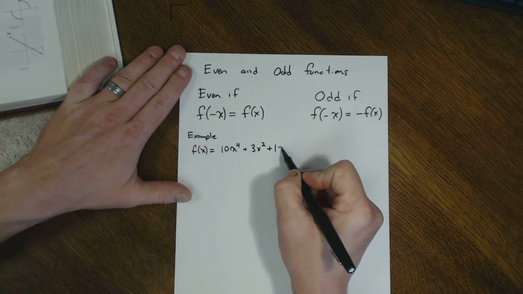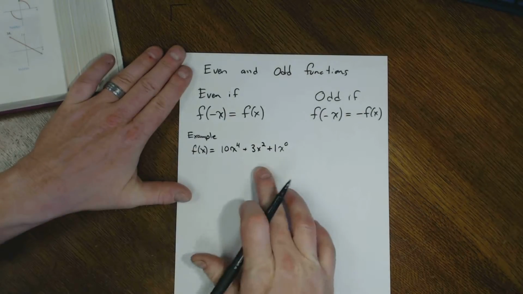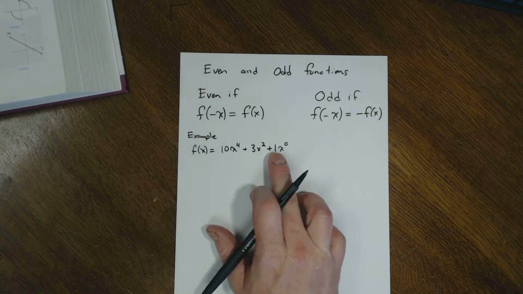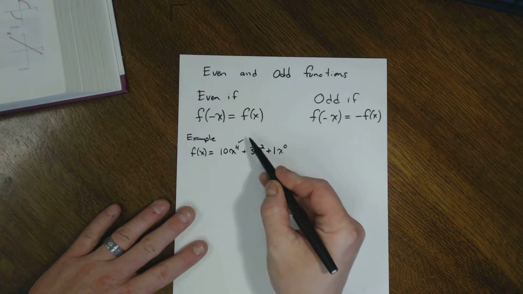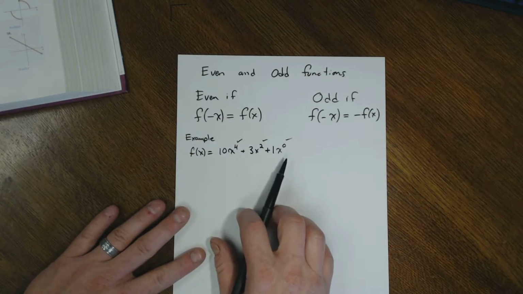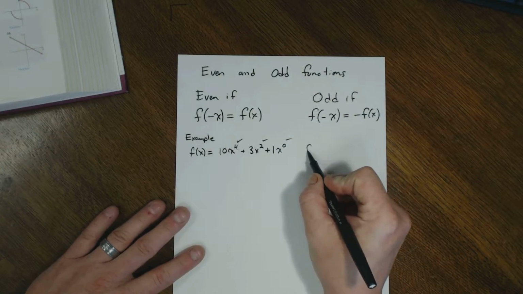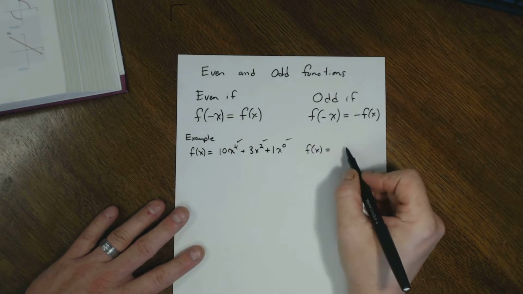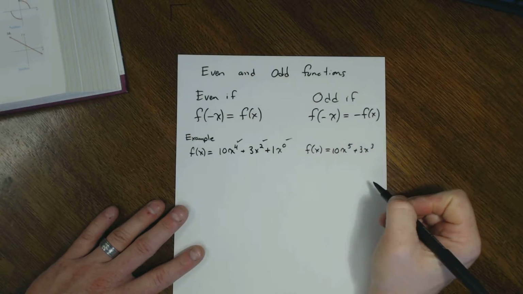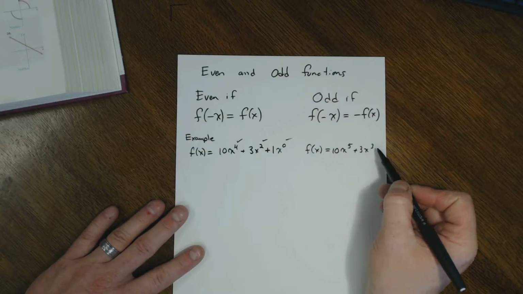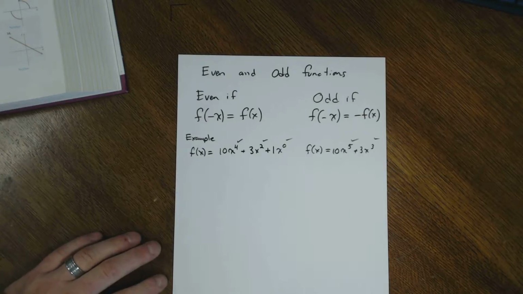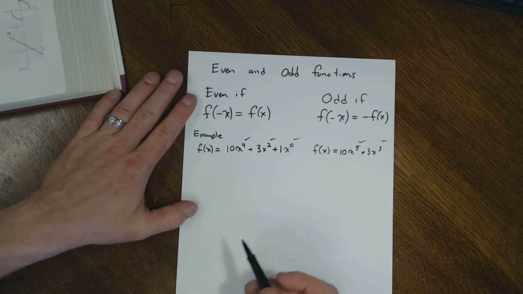However, I could write x to the 0 power and not change anything, because anytime something is raised to the 0 power, it is equal to 1, so it makes no change. All of these powers are even. So we can just look at a function to decide if it's even or not. Same with an odd function. I could write f of x is equal to 10x to the fifth plus 3x to the third. And I have all odd powers here, so therefore this would be an odd function. But it's important to be able to show this algebraically.